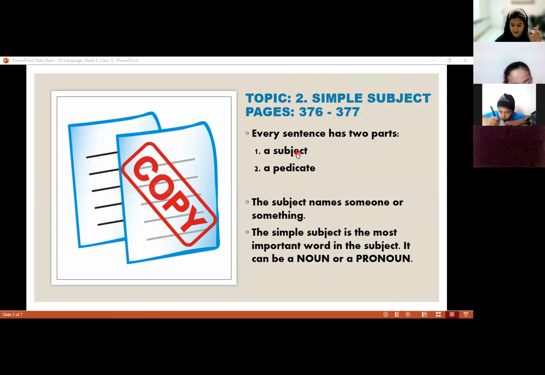Remember, a subject, as was mentioned in the video, names someone or something. It can be a boy, a dentist, a person. Or as in the video, it was about a pig, an animal. It can be an object.